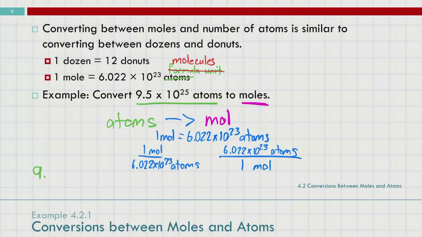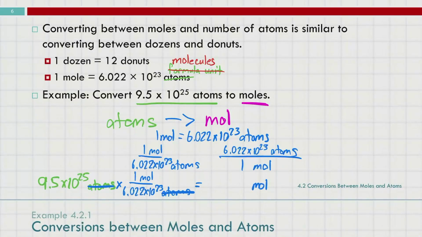Okay, so starting with 9.5 times 10 to the 25 atoms, we want to go from atoms to moles. We want to use this left conversion factor. That will get our atoms to cancel. So atoms cancel. We'll be left with units of moles, mol.